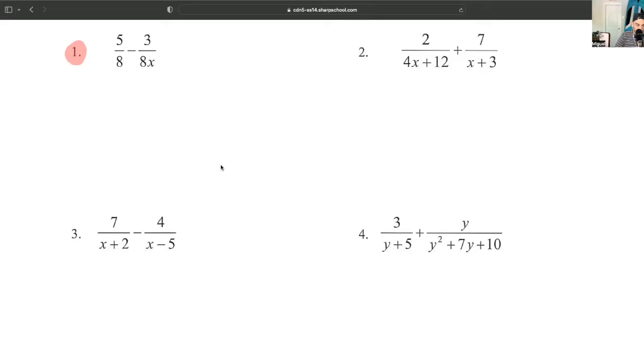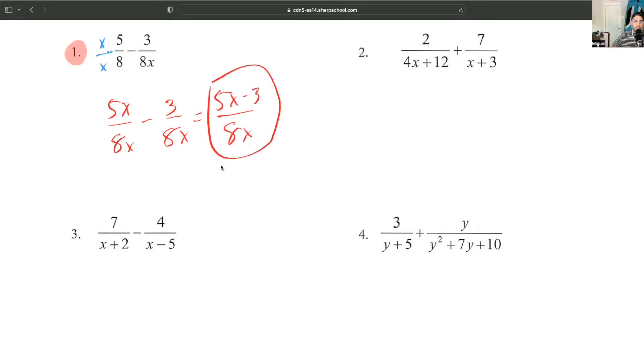denominator for both fractions. So the only thing I need to do here, which is quite simple, is on the first fraction, I need to multiply an x to the top and an x to the bottom. Now, what does that look like? This is 5x over 8x minus 3 over 8x. Nice, very simple here. They have common denominators, so we can just go ahead and add the values across. So that becomes 5x minus 3. And there's nothing else to do but just say this is our answer.